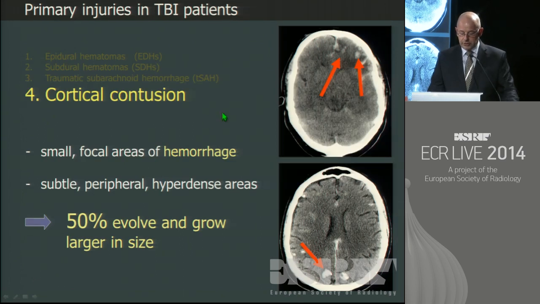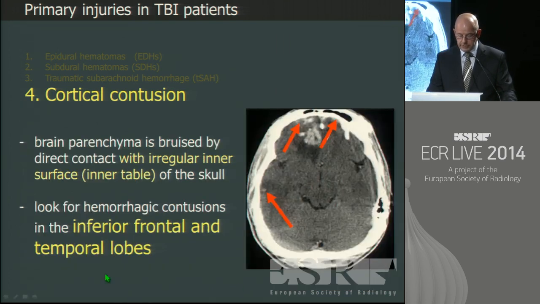So, cortical contusions. Cortical contusions are small focal areas of hemorrhage which are usually located peripherally in the brain. Remember that in 50% of the patients they can grow. And where do we look for them? We look for them mostly in the inferior frontal and temporal lobes.